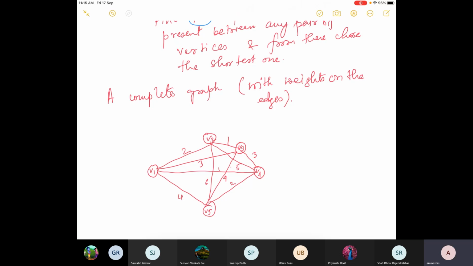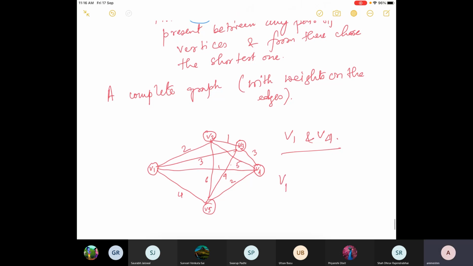Okay. Let's say something like this. Now say you want to enumerate all the paths between V1 and V4. What are the possibilities? Say you start with V1. Now in the next choice of vertices, how many choices are possible?